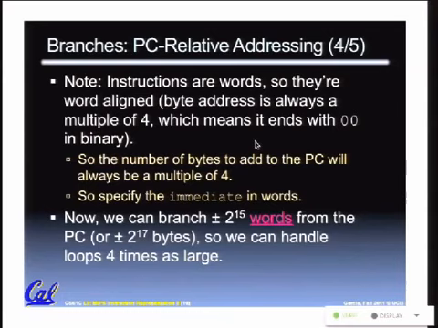So here's the branch calculation I was mentioning. It takes the immediate, multiplies it by 4, and if the condition is met, it adds it to PC plus 4. If not, it just does a usual PC plus 4.